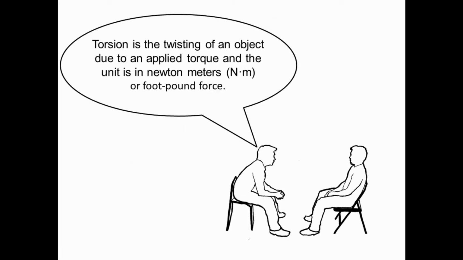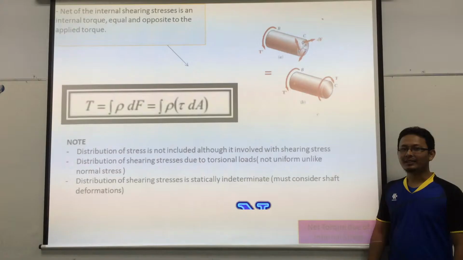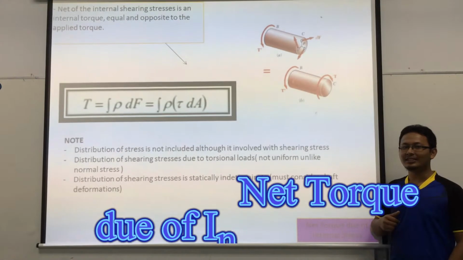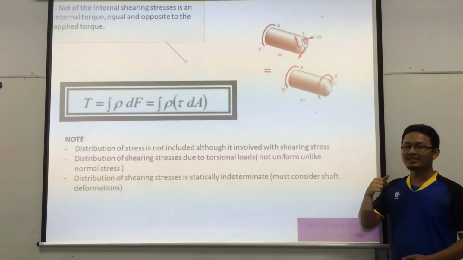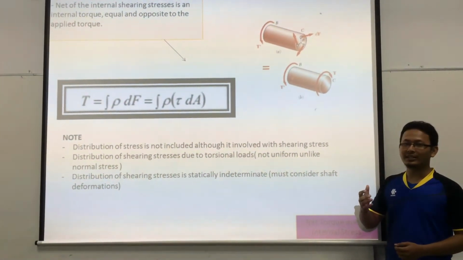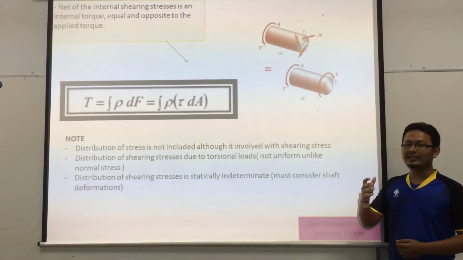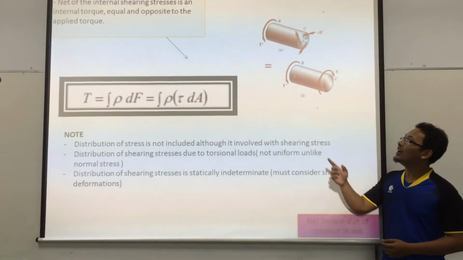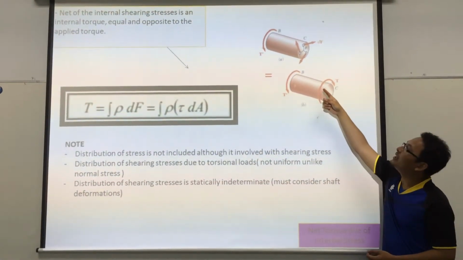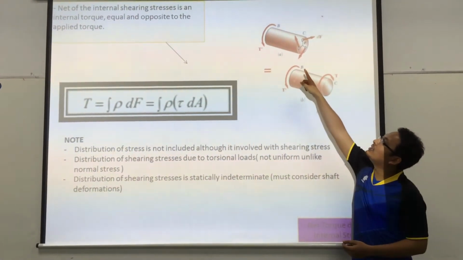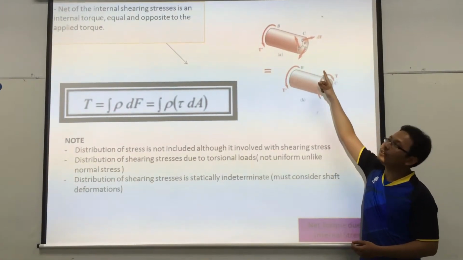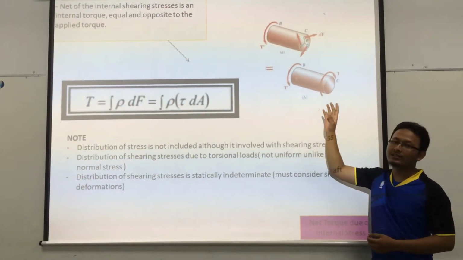What is torsion? In general, torsion is the twisting of an object due to applied torque. The unit is Newton meter or foot-pound force. Next we talk about internal shearing stress. Internal shearing stress is produced when the internal torque and the applied torque are in the same or opposite direction. As you can see in the diagram above, when the torque is opposite to the internal torque, it will produce the internal shearing stress.